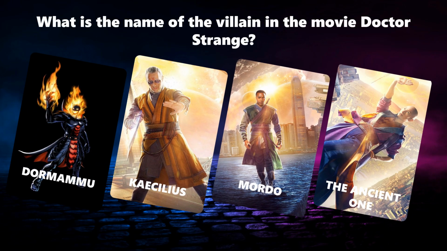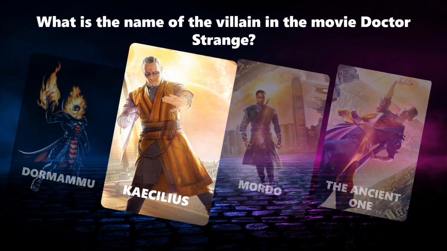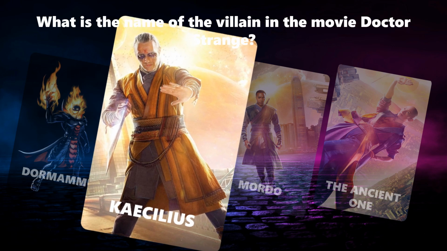What is the name of the villain in the movie Doctor Strange? Here are your options: Dormammu, Caecilius, Mordo, and the Ancient One. The correct answer is Caecilius. He was played by the talented actor Mads Mikkelsen and was the primary antagonist in the movie Doctor Strange. Caecilius was a former student of the Ancient One who turned to the dark side and sought to bring the powerful Dormammu to Earth.